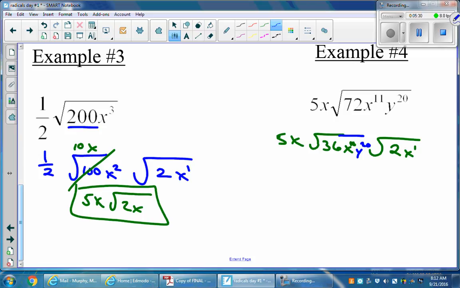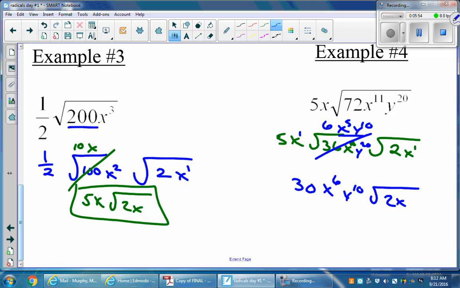The square root of 36 is 6. The square root of x to the 10th is x to the 5th. The square root of y to the 20th is y to the 10th. Once I've simplified, I can now multiply that by my coefficient. If I take 6 times 5, that's 30. If I take x to the 5th and multiply it by x, that's going to be x to the 6th. And then that y to the 10th stays the same, and the square root of 2x to the 1st.